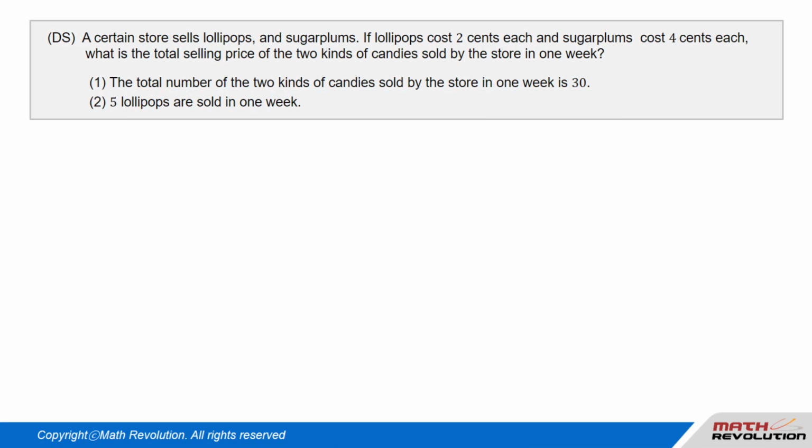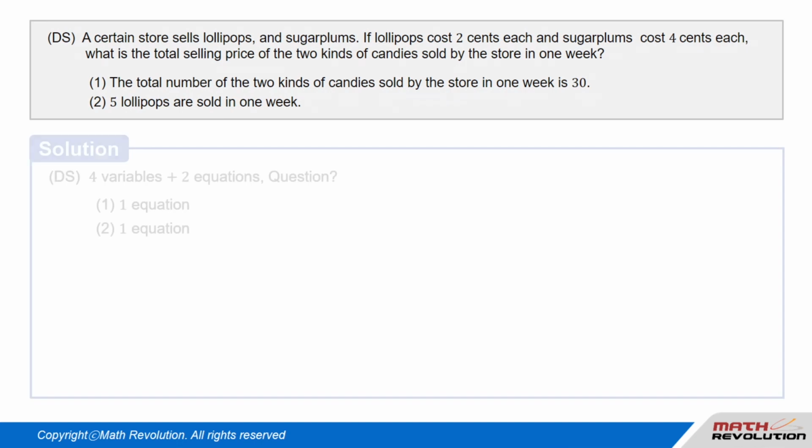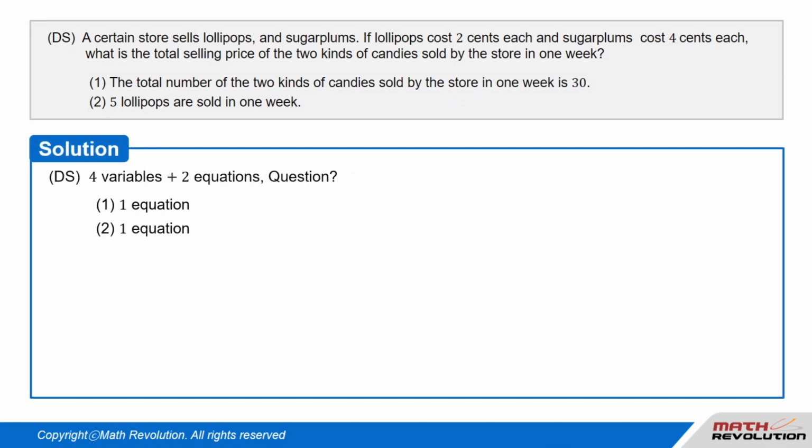Condition 1. The total number of the two kinds of candies sold by the store in 1 week is 30. Condition 2. 5 lollipops are sold in 1 week. Solution. Now let us solve this DS question using the variable approach.